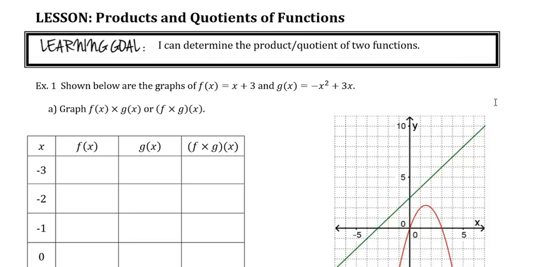Okay, so we've got two graphs, x plus 3 and negative x squared plus 3x. The graphs are given, as you can see, and it wants us to graph the product of the two functions. So again, we can write this in two different ways, like that, or actually as the product of two functions.